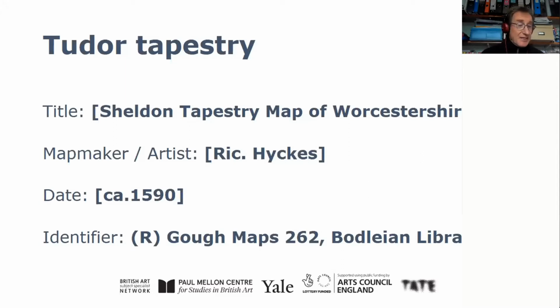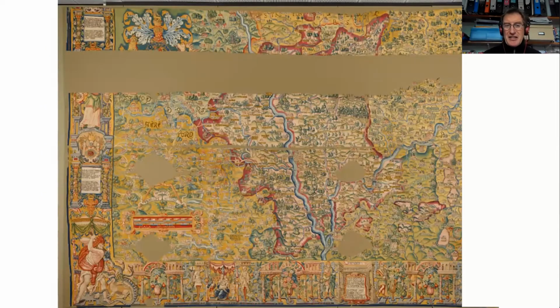And the map I've chosen is the Sheldon Tapestry map of Worcestershire, which dates from around about 1590. The map maker or artist I've put in square brackets because we're not really sure, somebody by the name of Richard Hicks. We know that Richard Hicks was involved in the production of this tapestry, but we don't really know in what context, probably some sort of a project manager. So what are we talking about? Now, that is the Sheldon Tapestry map of Worcestershire.